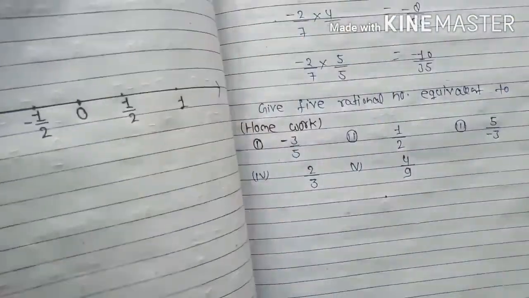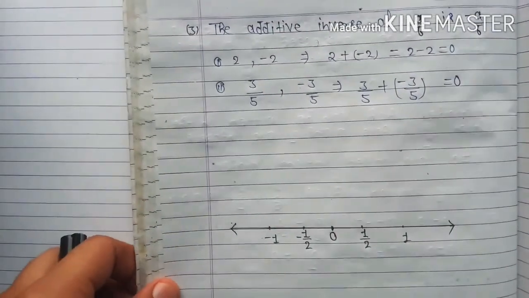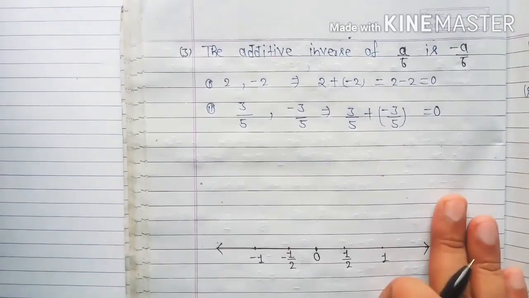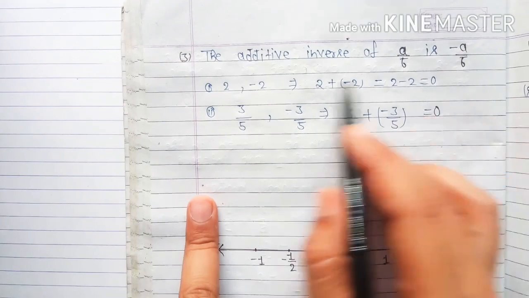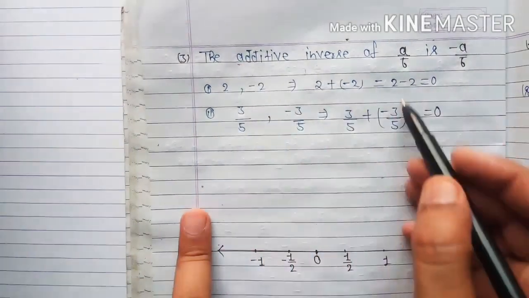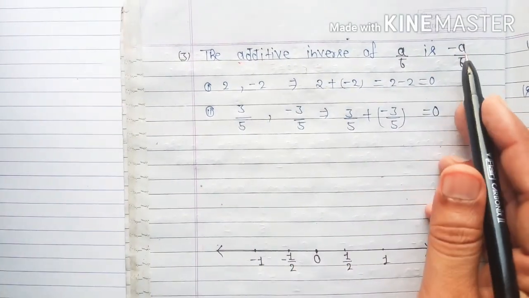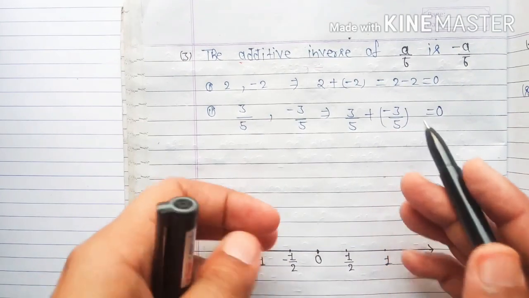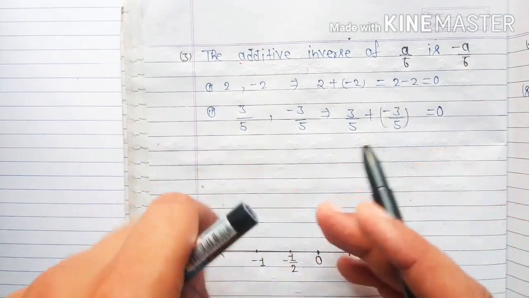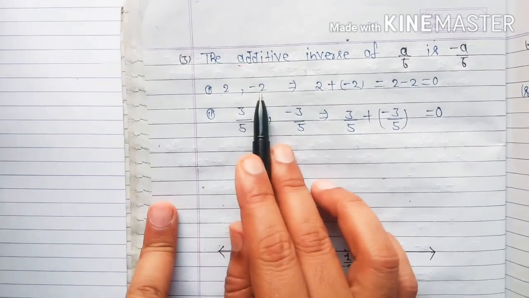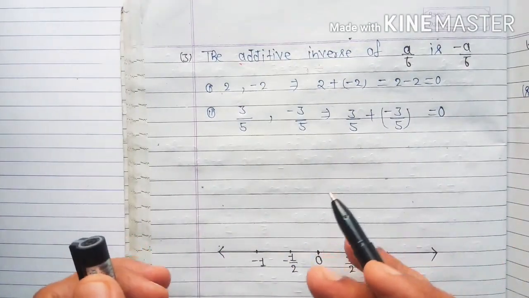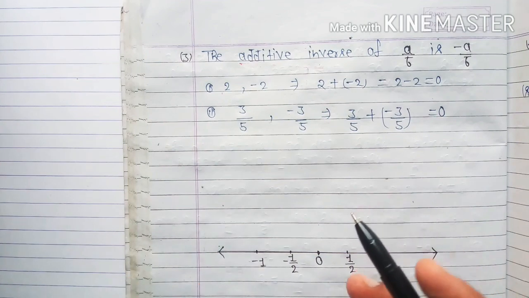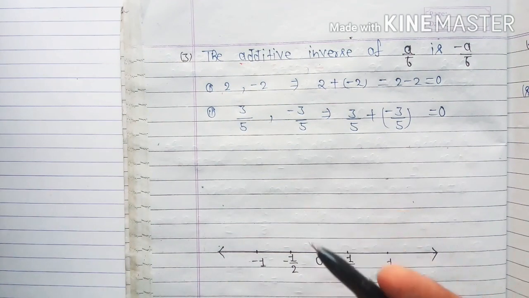The next point: the additive inverse of a upon b is equal to minus a upon b. What does it mean? It means if there are two numbers equal but with opposite signs, and if we add them and it gives zero, then the first number is the additive inverse of the second number.